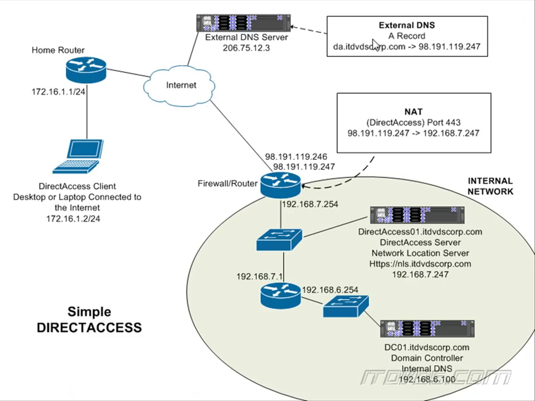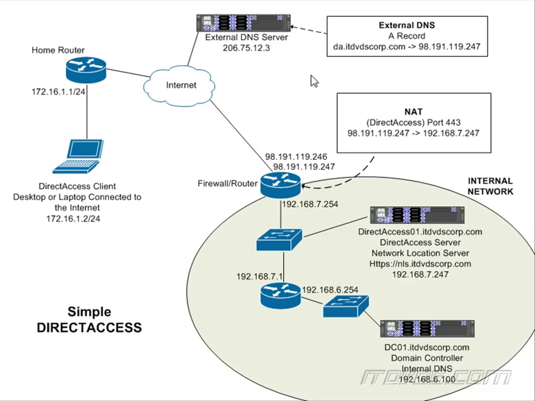So for this simple deployment, we're going to need to add an external DNS record here, and this is going to be for the URL that our DirectAccess clients are going to use to connect to our DirectAccess server. It can be anything. We're going to use da.itdbscorp.com. Now, as far as our internal DNS records go, the simple wizard we're going to use in order to set up DirectAccess is going to set those internal DNS records up for us.